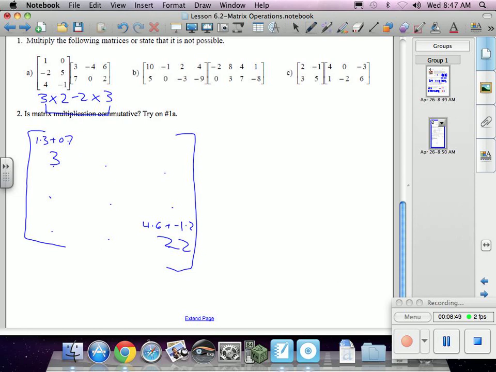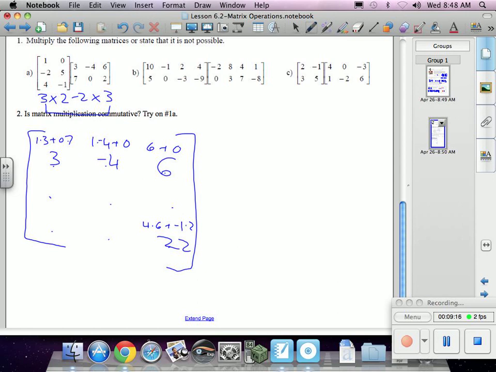So I can do them in any order, but usually I do them like this, and I go through and match them up. All right, so now I'm going to do first row, second column. 1 times -4 plus 0 times 0 is -4. 1 times 6 is 6 plus 0 times 2 is 0. So this entry is going to be 6.